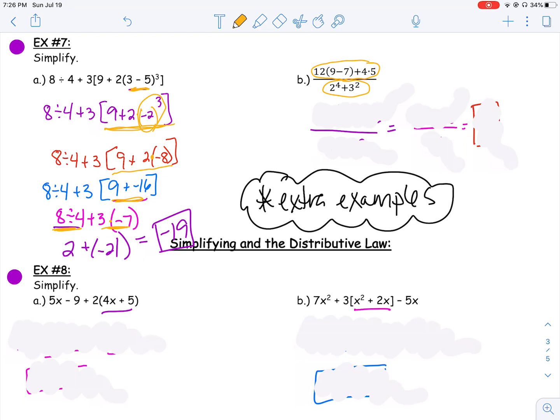All right, so looking at our numerator, I notice that we have some parentheses here, 9 minus 7. So I'm going to do that first.